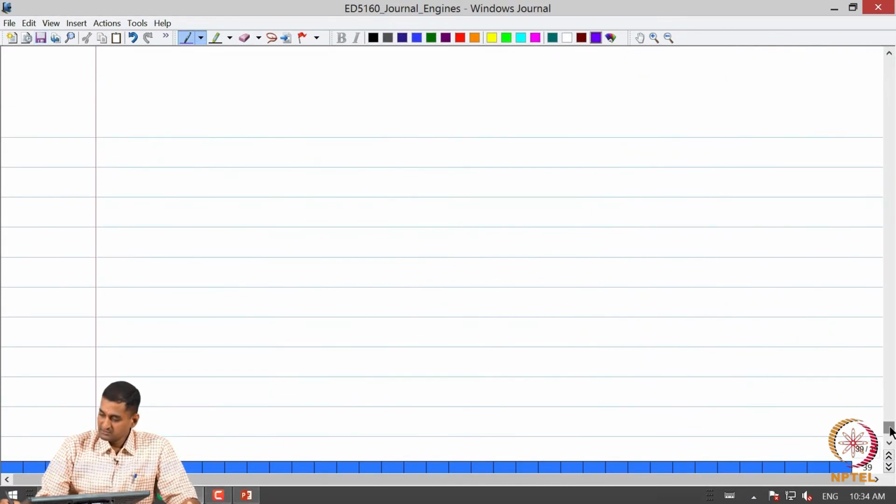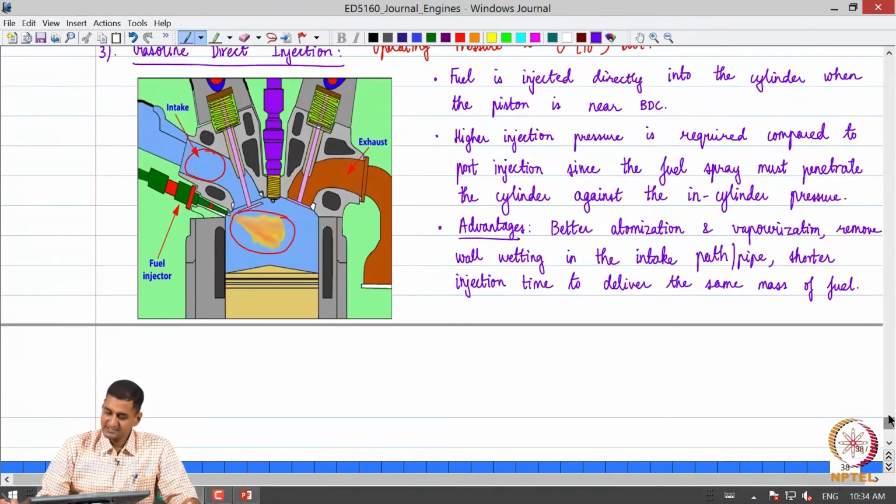So, the next one that we are going to look at is the following: diesel direct injection.